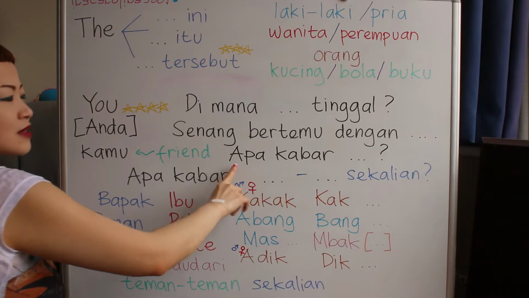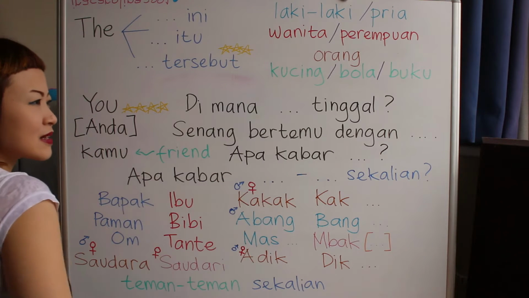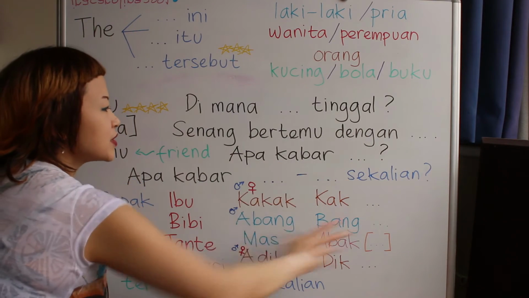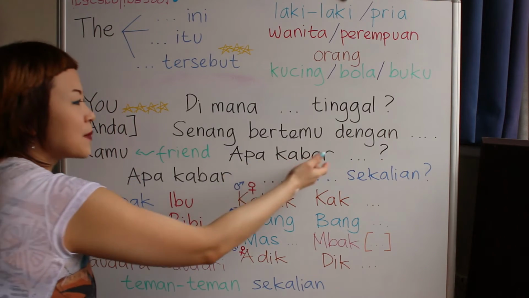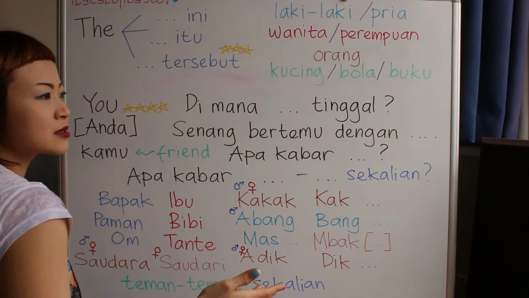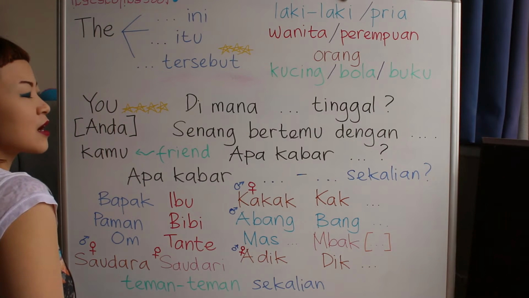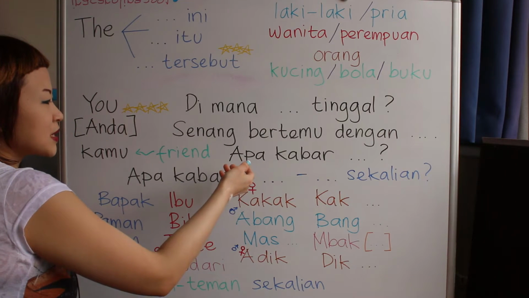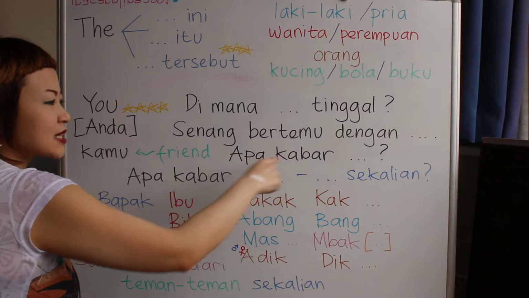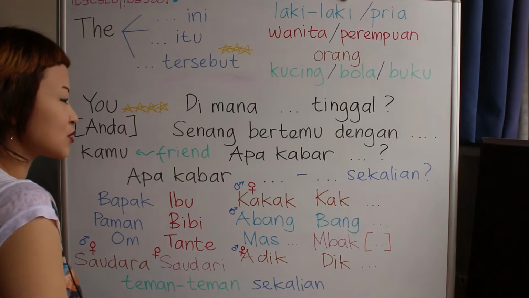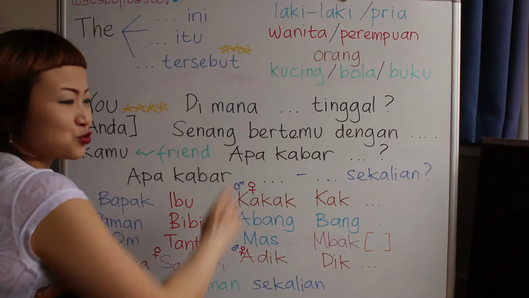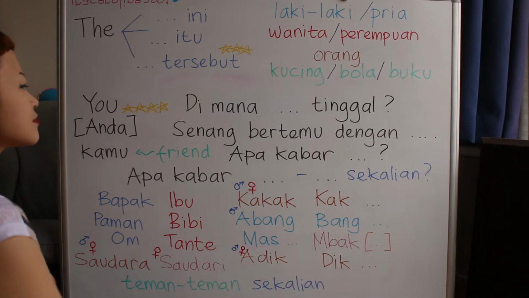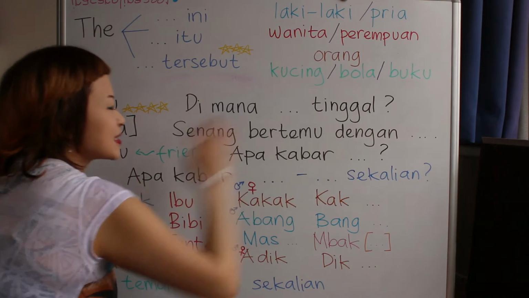This one, apa, what. Kabar, news, and then the you from here. Apa kabar, it means how are. We just want to say how are you, but in this case apa is what, kabar is news, so it means like what news, even though we want to say how are you. Apa kabar, and then the you.